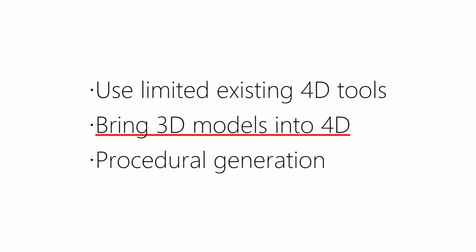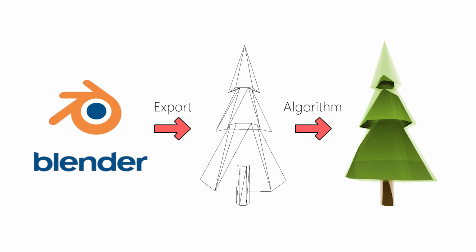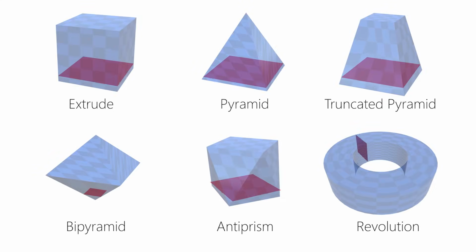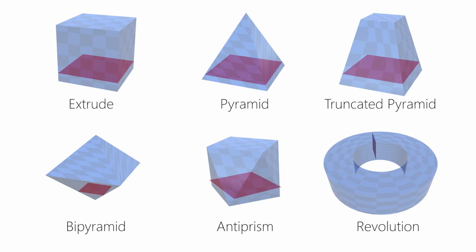The next category is the most straightforward. I can use any 3D modeler and then just write some algorithm to bring it into four dimensions. Extrusion is the simplest to explain. It's exactly how you'd bring a 2D shape into 3D, by extending it into the new dimension. But in this case, we start with a 3D object and extend it into the fourth dimension. It's also not hard to generate pyramids, truncated pyramids, revolutions, and so on.